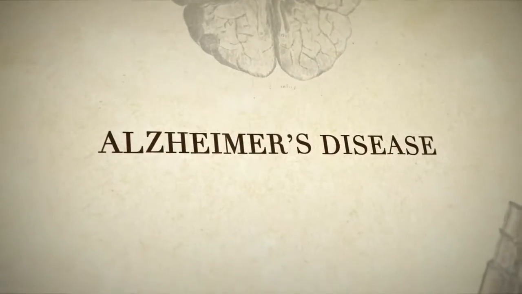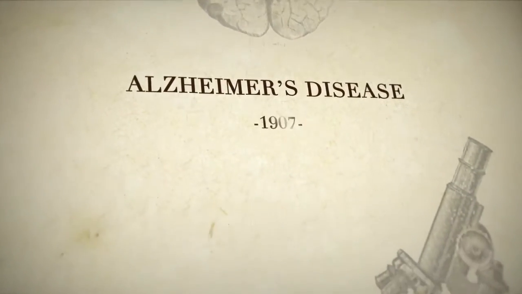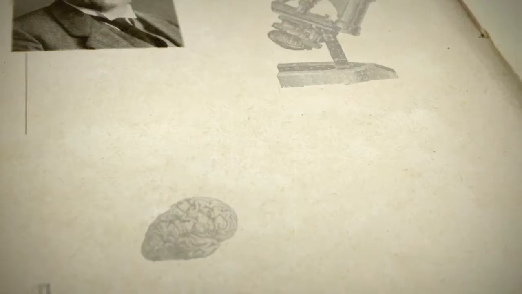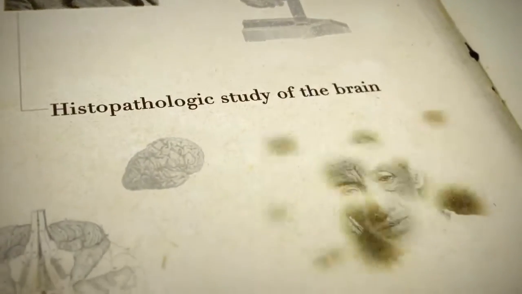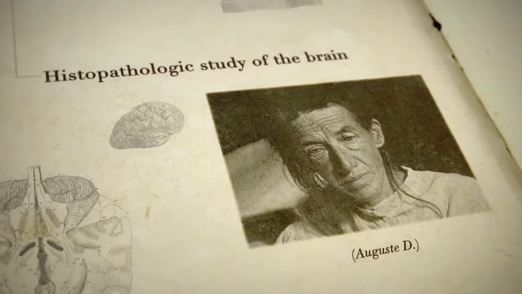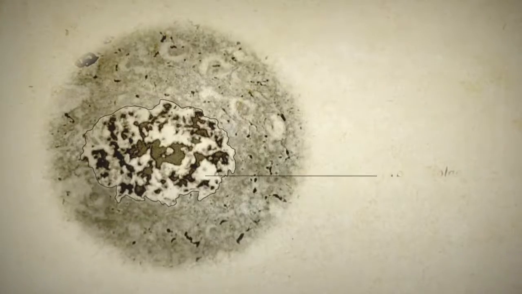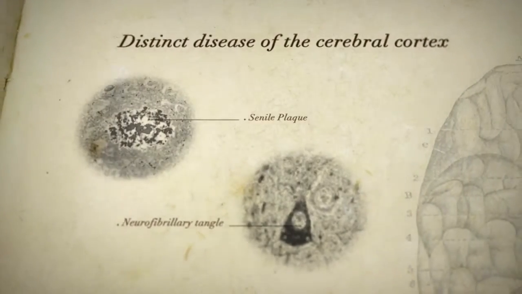Alzheimer's disease was described for the first time in 1907 by the German psychiatrist Alois Alzheimer. In performing a histopathologic study of the brain of his patient August D., suffering from dementia, he brought to light the presence of two types of lesions in the brain, senile plaques and neurofibrillary tangles. He reached the conclusion of a distinct disease of the cerebral cortex.